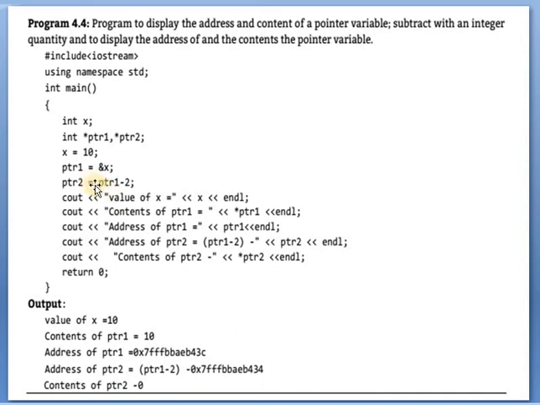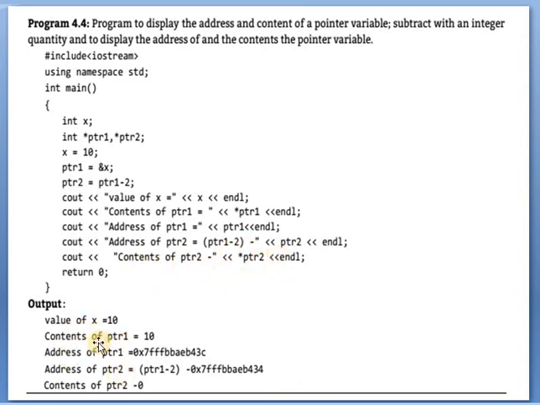If we subtract 2 from ptr1, it means it is the previous address of ptr1. So we are displaying the value of x, the content of ptr1, the address of ptr1, and the address of ptr2, that is ptr1 minus 2, and the content of ptr2.